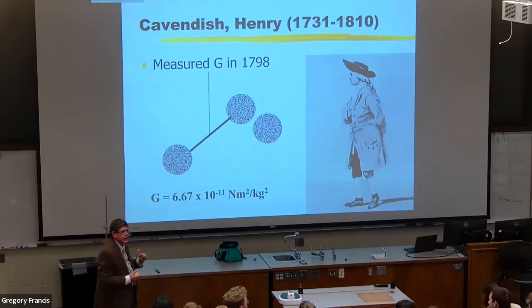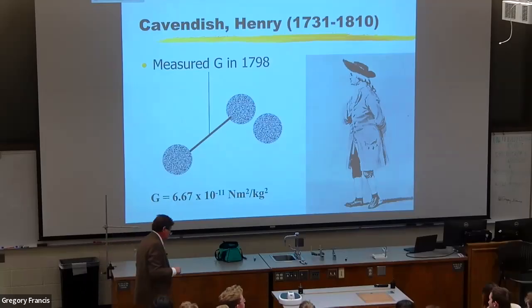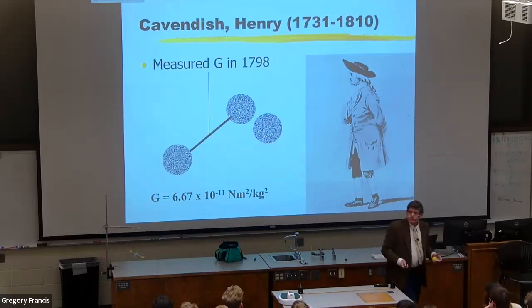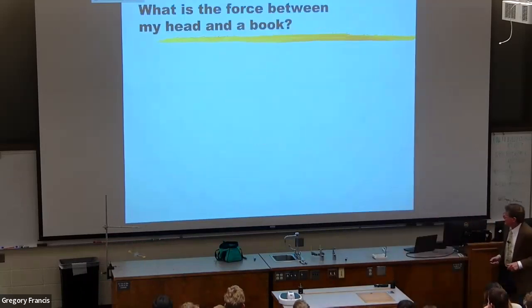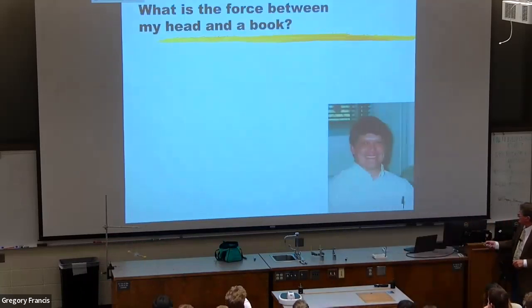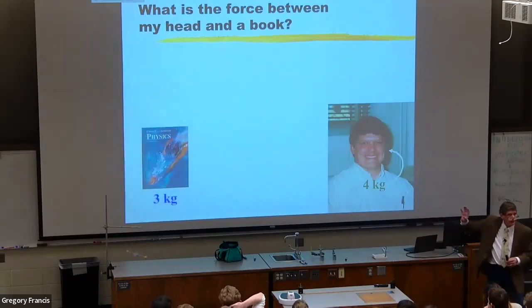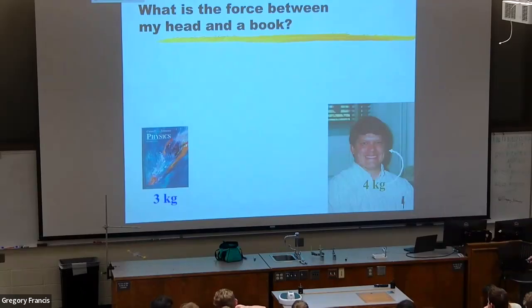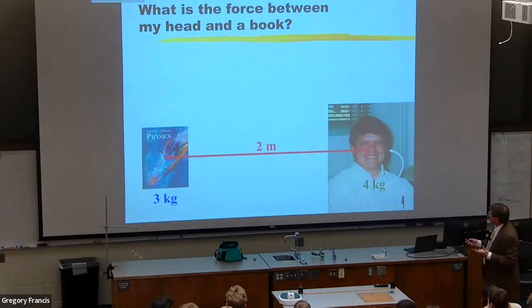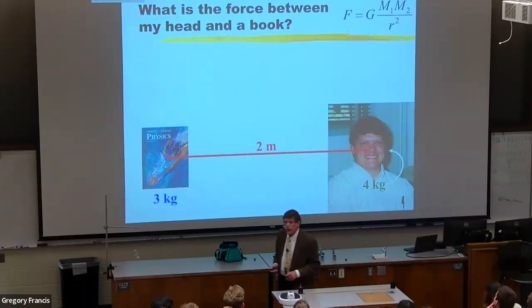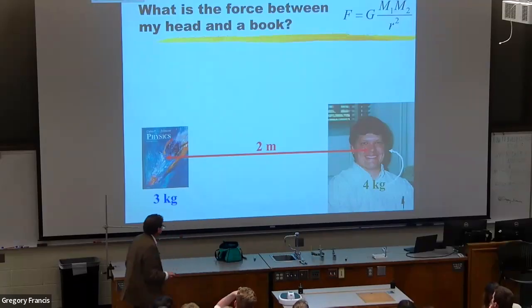6.67 times 10 to the minus 11. You don't need to memorize that. Now, what can we do with that? Well, we could calculate the force between my head and a physics book. Okay, that's the old physics book that costs $250 that most people use in this class. If we separate the book from the head by 2 meters, then we can use that formula now to find the gravitational attraction between the two.